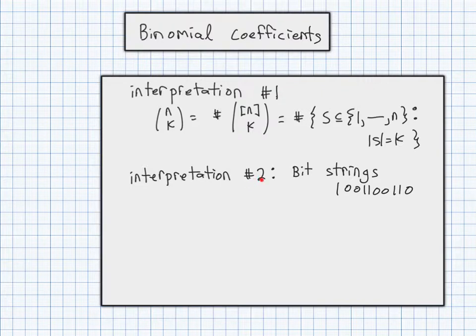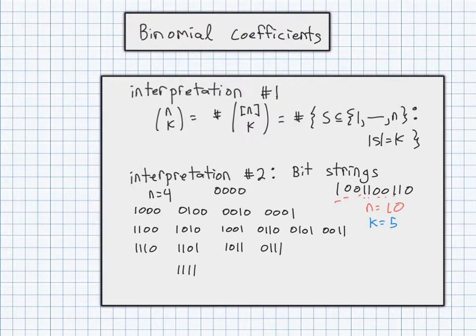The second interpretation pops up when you study bit strings, and a bit string is just a sequence of numbers, and the numbers have to be either 0 or 1. So this is a bit string of length 1, 2, 3, 4, 5, 6, 7, 8, 9, length 10, and it has 1, 2, 3, 4, 5 ones. And so now we will list all the bit strings on 4 symbols.